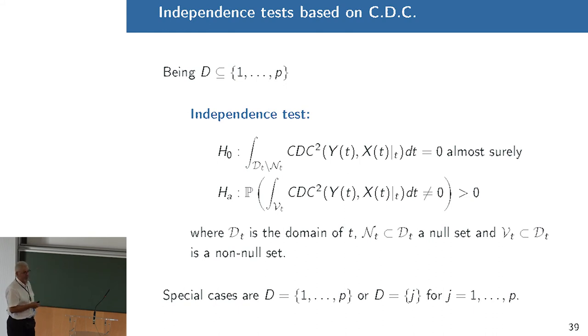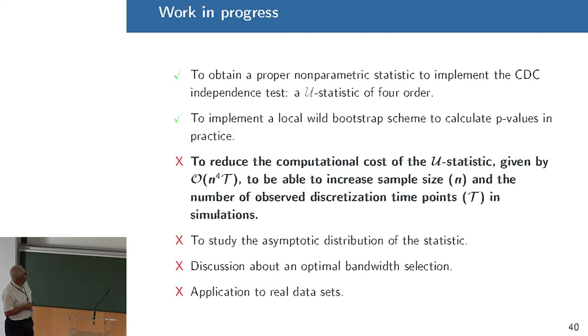And now the difficulties appear: the U statistic is not as clean as before, because I am using the weights corresponding to the kernel, and the kernel is always moving locally. So in this part, to obtain a proper nonparametric statistic to implement independence tests, a U statistic of higher order, it is possible to implement also some kind of local wild bootstrap. There are important problems in the computational aspects, very important problems. Also, open questions appear in the study of the asymptotic distribution of the statistics and the discussion about the polynomial bandwidth selection.